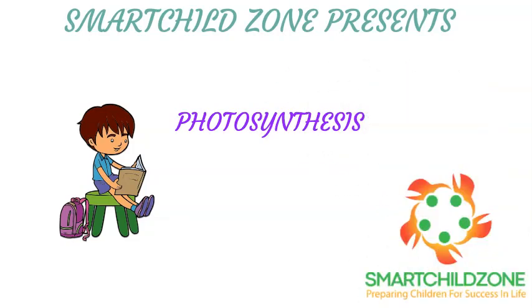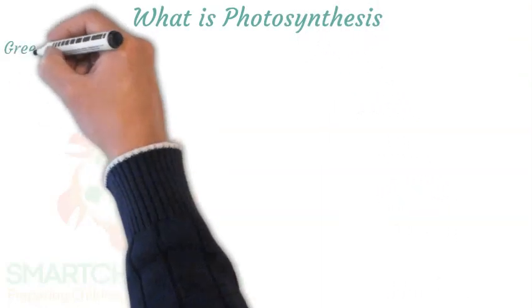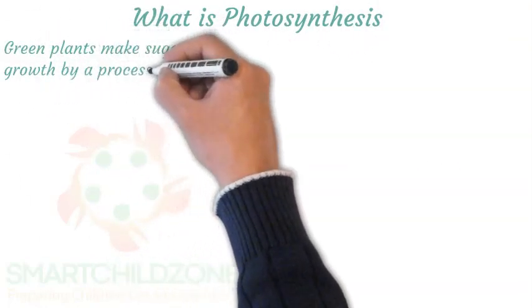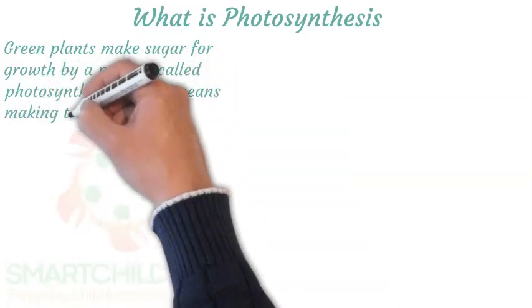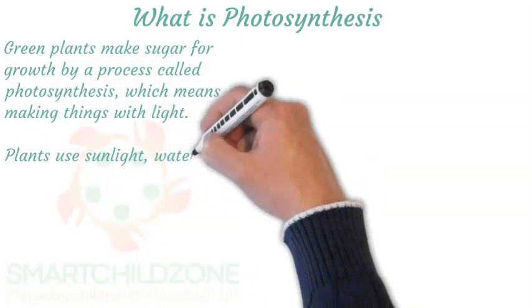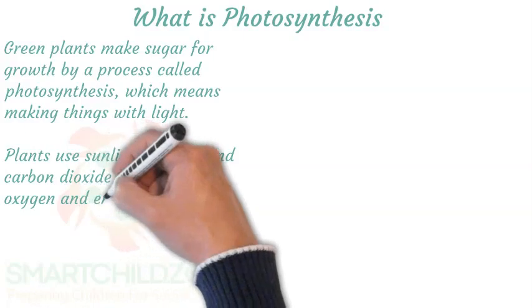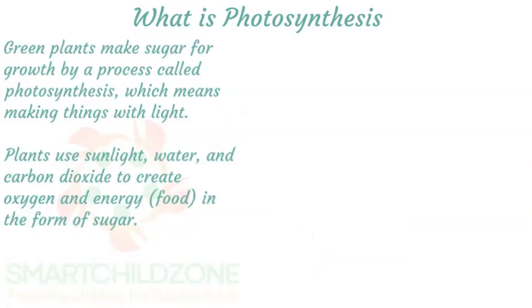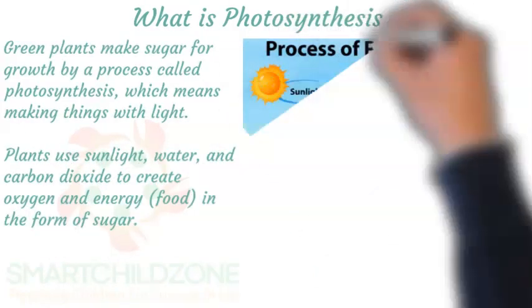Photosynthesis. Green plants make sugar for growth by a process called photosynthesis, which means making things with light. Plants use sunlight, water, and carbon dioxide to create oxygen and energy in the form of sugar.